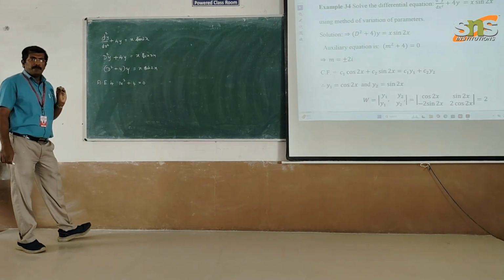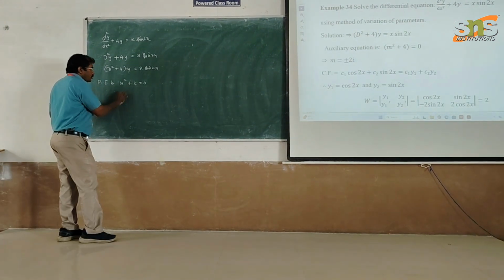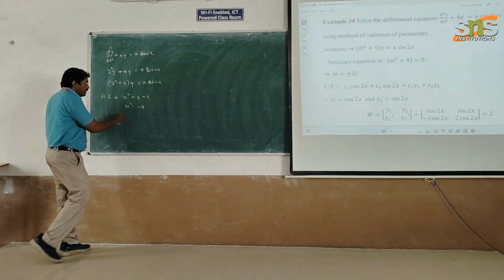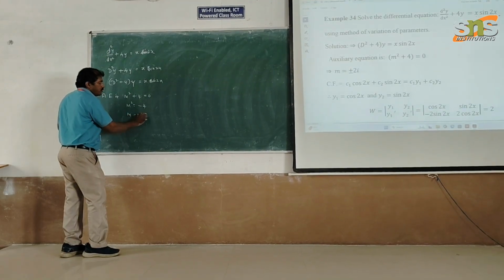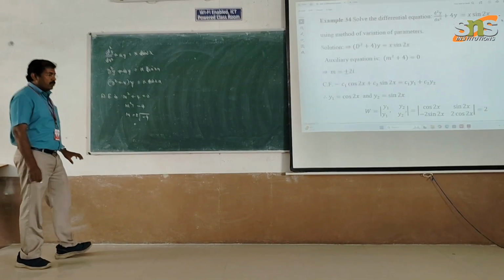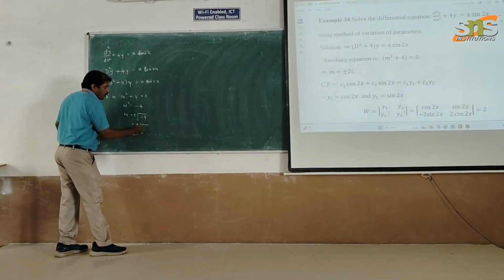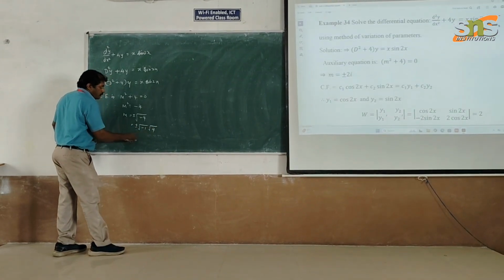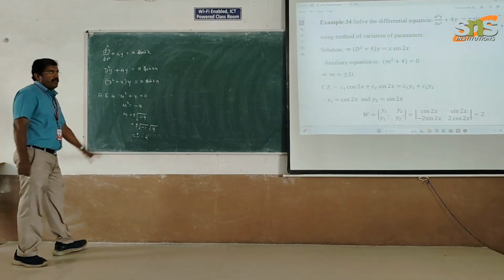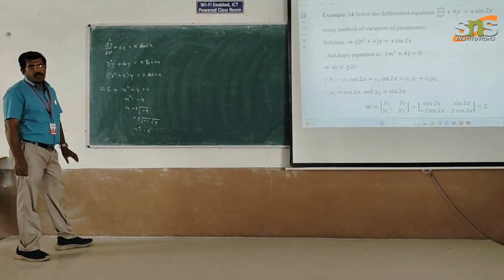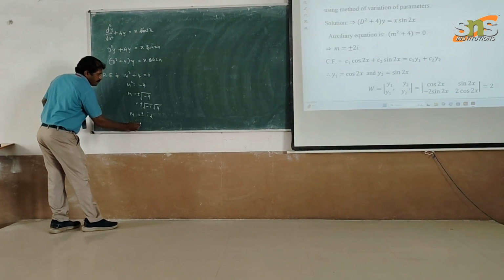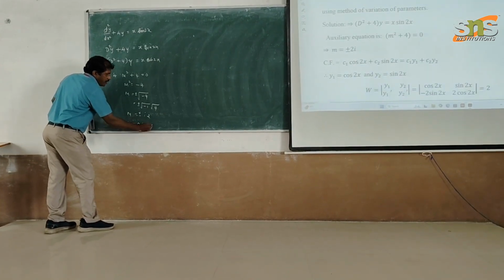From this you will find the roots. So m square is equal to minus 4, so m is equal to plus or minus root of minus 4. Since you have a minus term inside the root, you can split this: root of minus 1, root of 4. Root of minus 1 is i, root of 4 is 2. So you have a complex root here, which can be rewritten as m is equal to 0 plus or minus 2i.